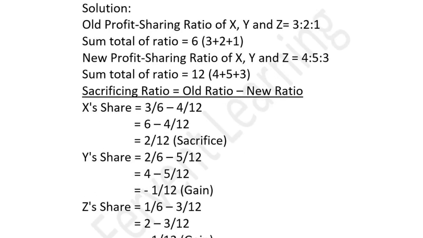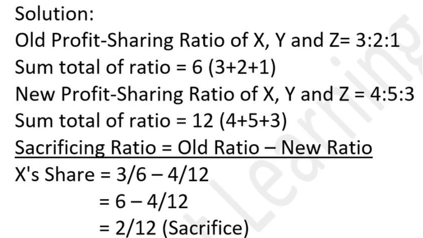Look at the solution. Old profit sharing ratio of X, Y and Z is equal to 3:2:1. Sum total of the ratio is equal to 6, that is 3 plus 2 plus 1. Similarly, new profit sharing ratio of X, Y and Z is equal to 4:5:3. Sum total of the ratio is equal to 12, that is 4 plus 5 plus 3. So we simply use these ratios to calculate sacrifice or gain of the partners.